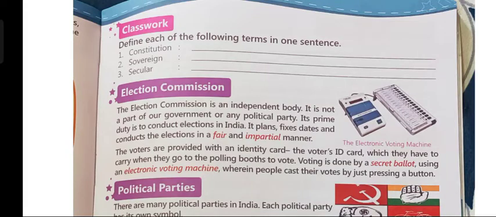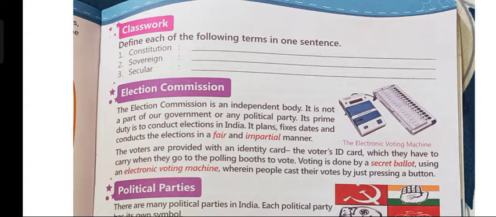Good morning, students. In the last video, we learned about the fundamental rights, fundamental duties, and directive principles of state policy. Today, we will learn about the Election Commission, political parties, and importance of voting.